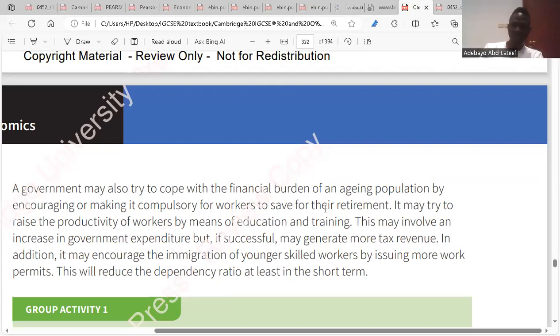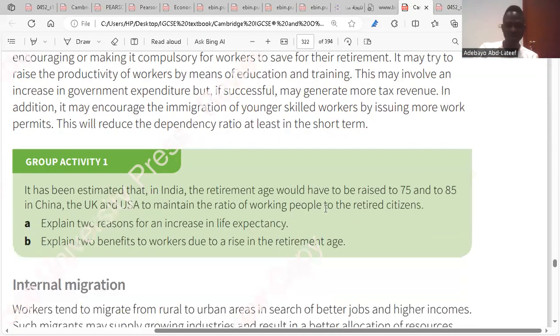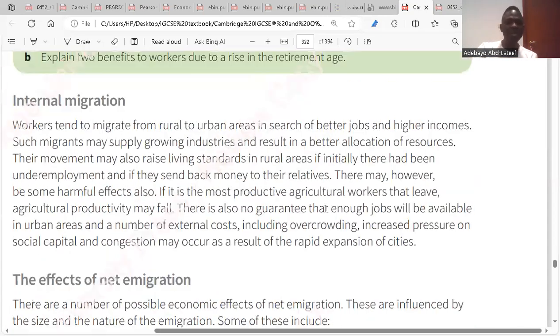So government will still be able to generate income from them. That is the point. And that will reduce dependency ratio because instead of being retired, they are still working. So the number of dependents would reduce. That's the point they make there. Is it clear? Yes. So we go to internal migration.